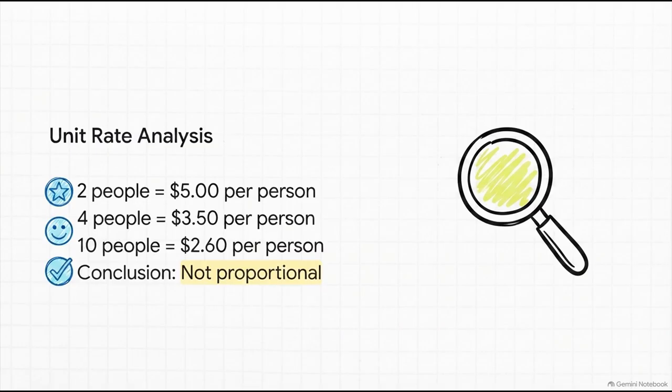If 2 people pay $10 total, they're paying $5 per person. If 4 people pay $14 total, you divide 14 by 4 and they're paying $3.50 per person. And if 10 people roll up in a big van and pay $26, they're only paying $2.60 per person. Because those unit rates, $5, $3.50, and $2.60, are all totally different, the math proves the state park fee lacks a constant of proportionality. So our conclusion is firmly that this relationship is not proportional. You literally cannot write a simple y equals kx equation for this park entrance fee.